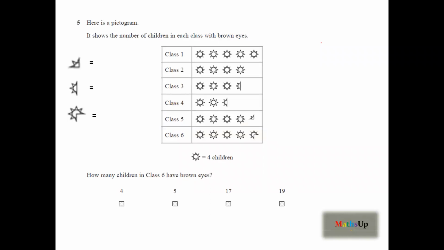And the fifth question. Here is a pictogram. A pictogram uses pictures to represent data. Once you see a pictogram, the first thing that you have to look at is how many units one picture is representing. So in this pictogram, this one star is representing 4 children. It shows the number of children in each class with brown eyes.